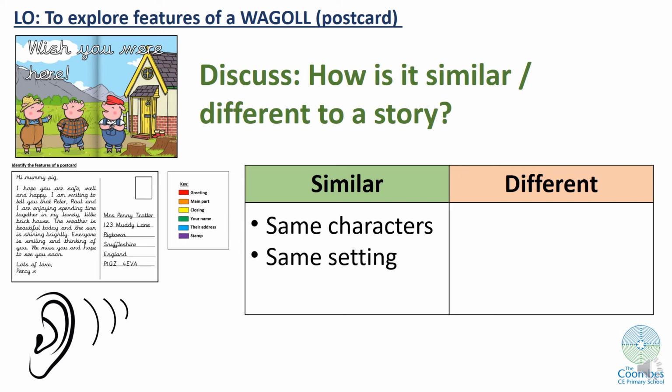You could have said that it has the same setting. So both the story and the postcard are set in the brick house that was built by the third little pig. And the postcard has some description as well. Only a little bit, but it says the sun is shining brightly. And when we have description, that's what we usually find in a story.